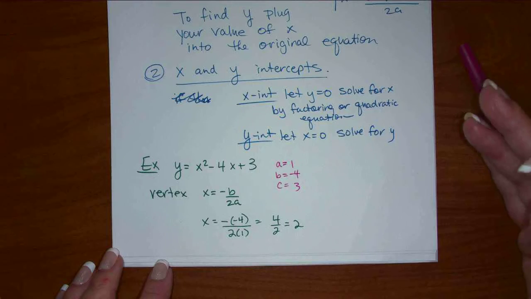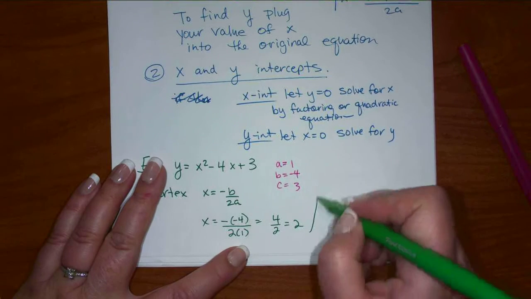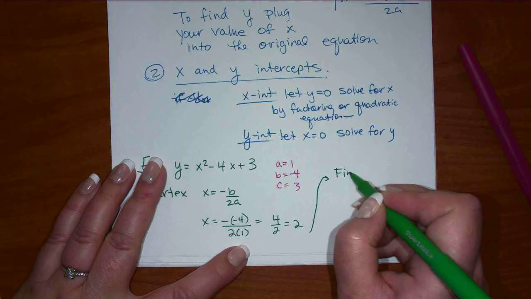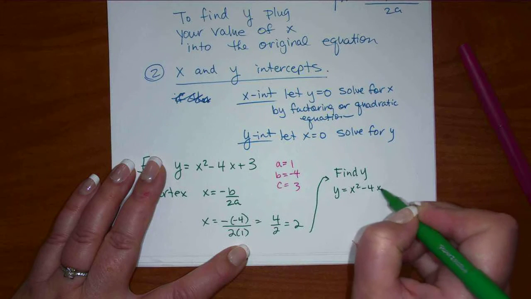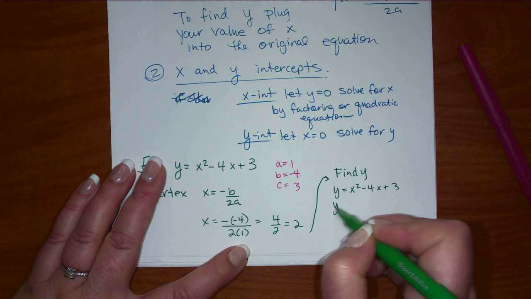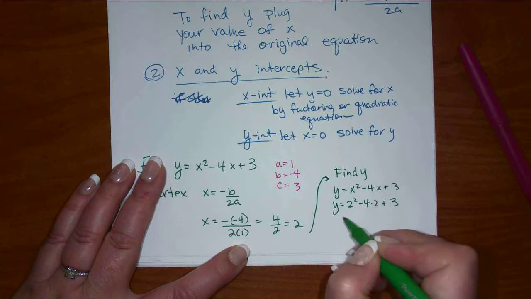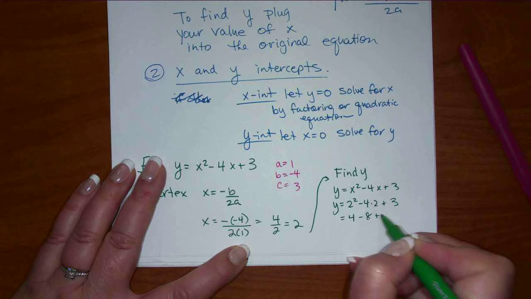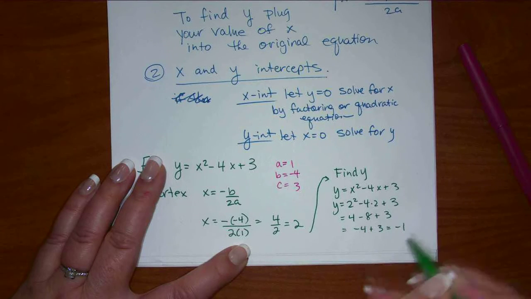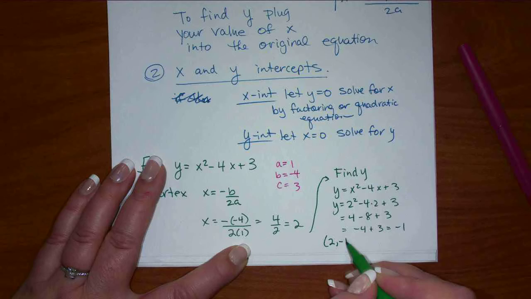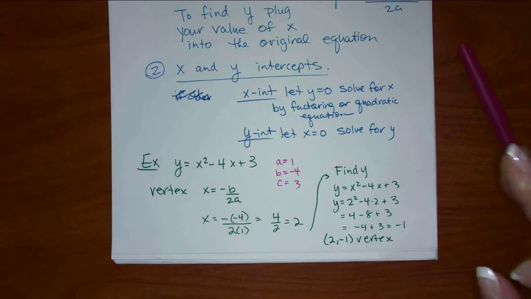How do we find the y value? Plug it in. So y equals x squared minus 4x plus 3. Plug in the 2. So 4 minus 8 plus 3, negative 1. Okay, so there it is.